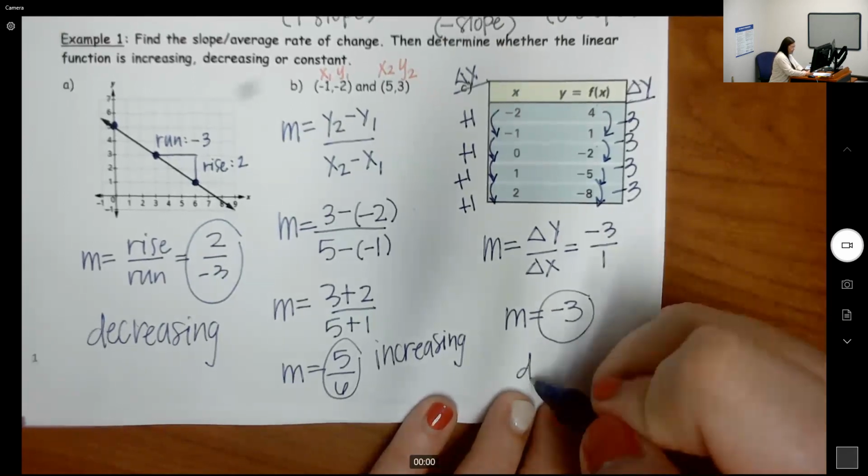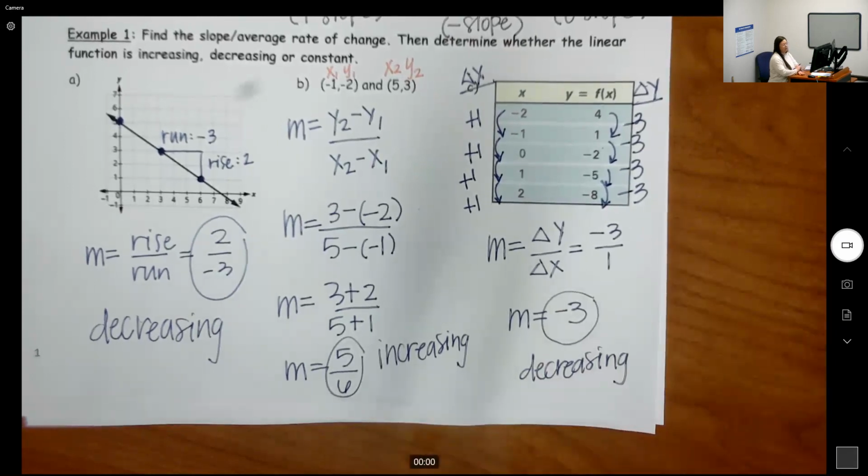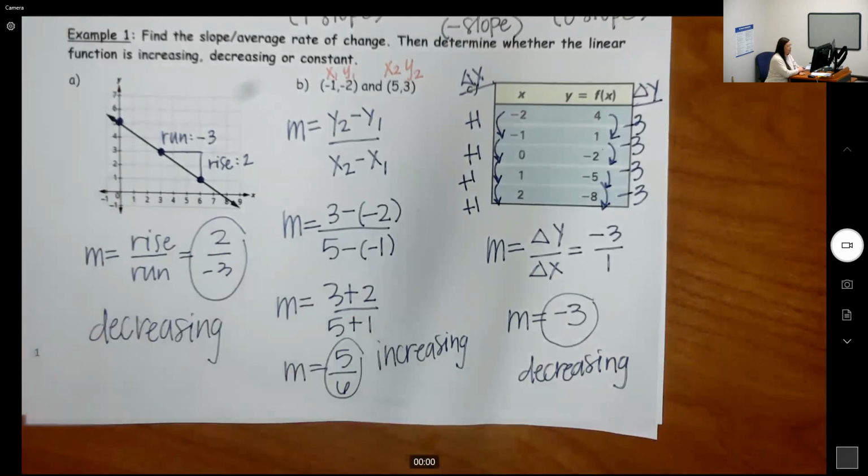Because this is negative, this is decreasing. Make sure you understand these 3 problems before you move on, because we're going to need this for the rest of the lesson.